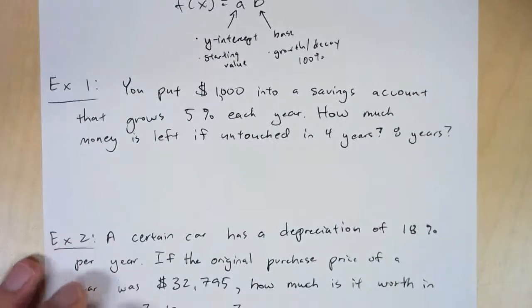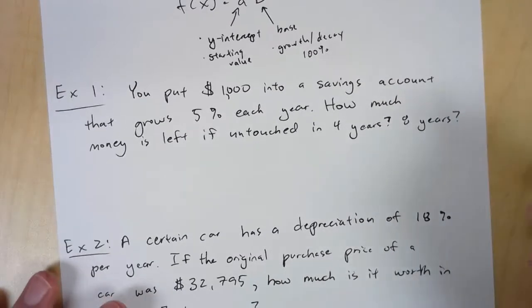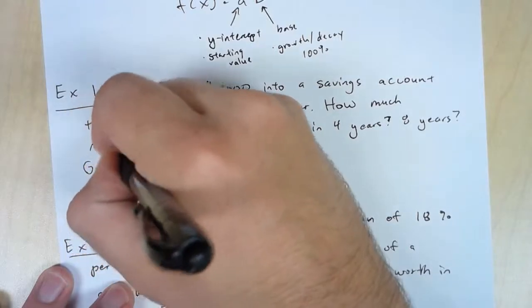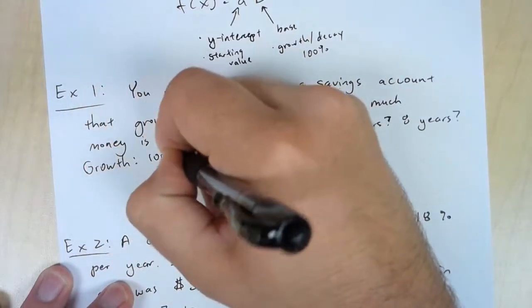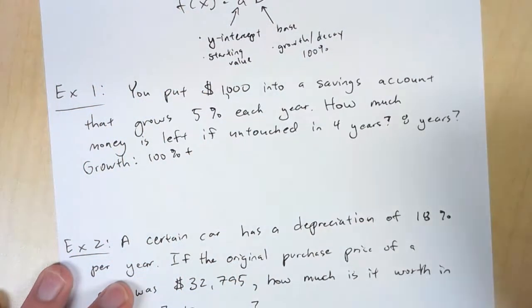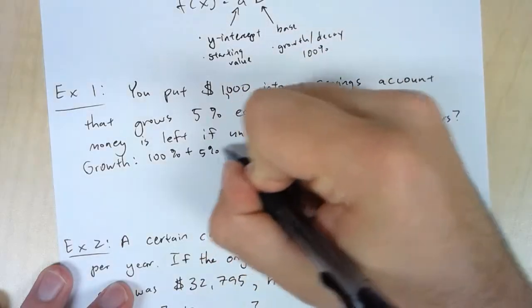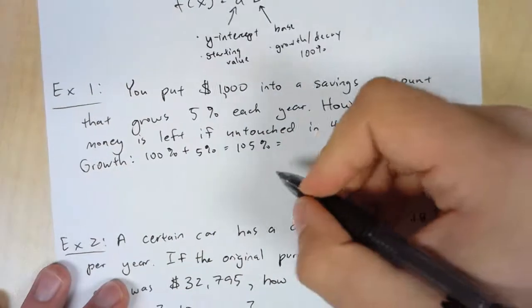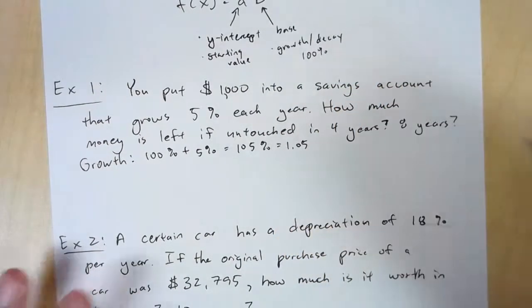So, example 1, let's talk about the one we had at the end of our last set of notes. If untouched in 4 years or in 8 years. It looks like this is growth because it says grow. So we're going to start with 100%. We grow by adding things to it. We're going to add our 5%, which makes 105%, which in decimal form is 1.05.